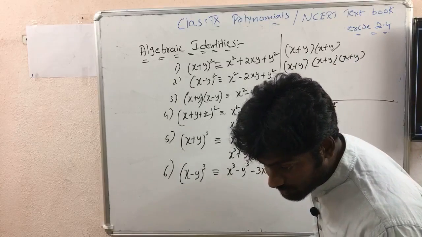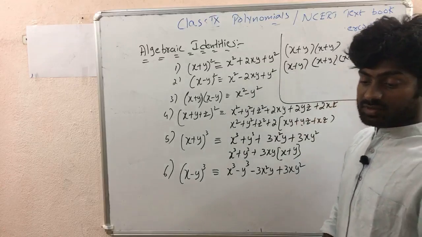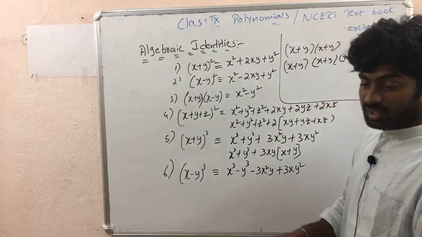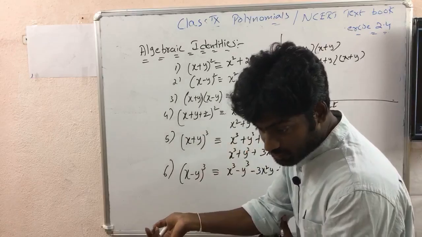x square plus y square plus 3xyz. Will we check once what you said? x square plus y square plus z square plus 3xyz. Okay, check once what you have written there. Okay, Riddhi and Shivam, you have given some answers.